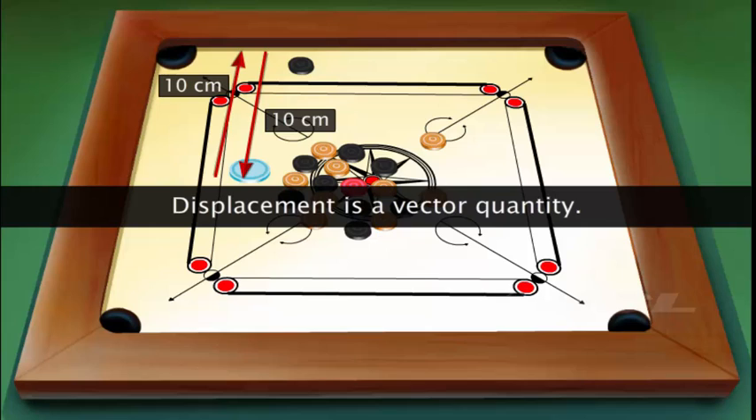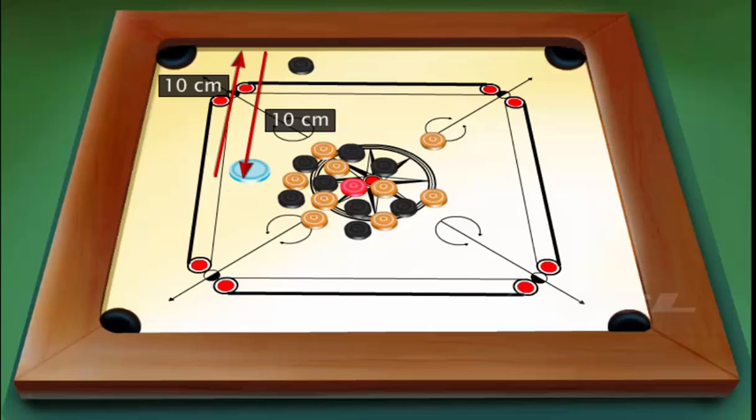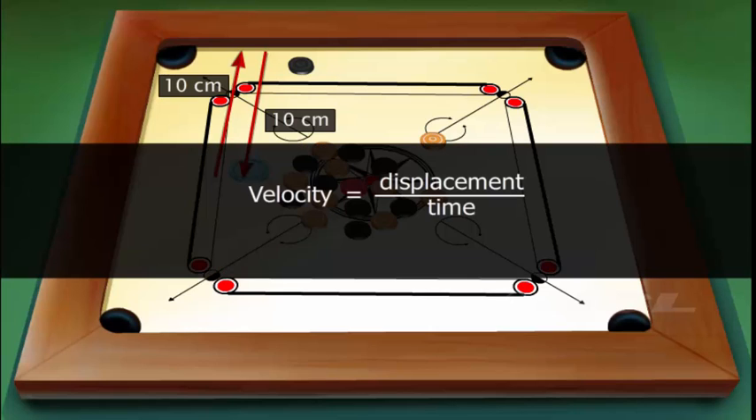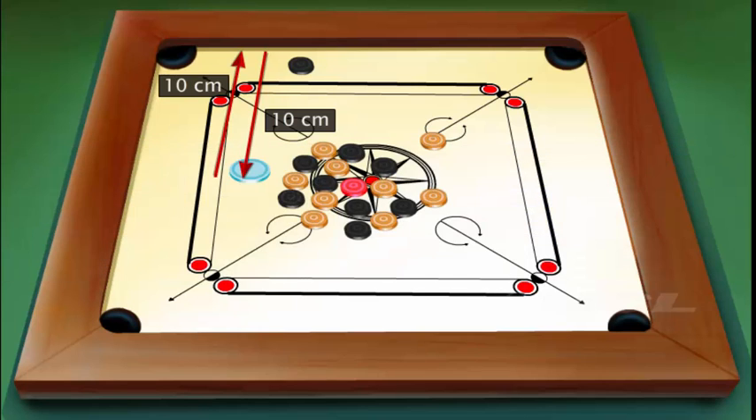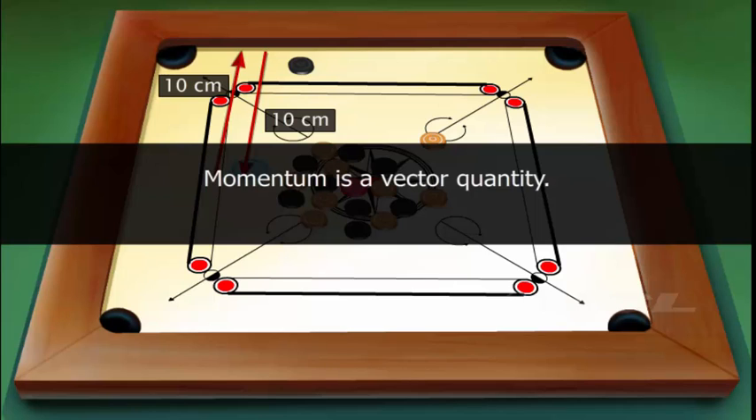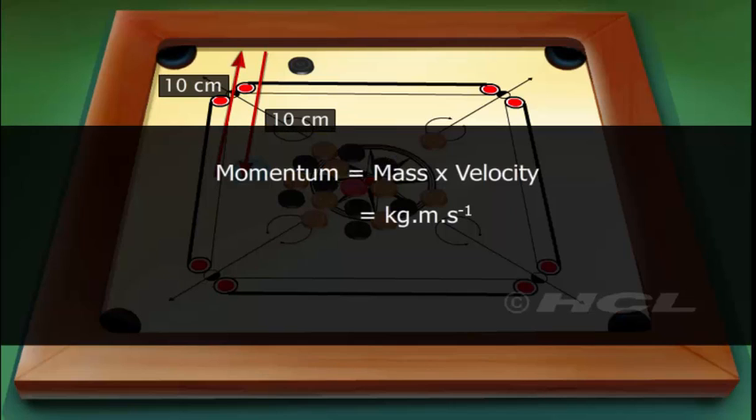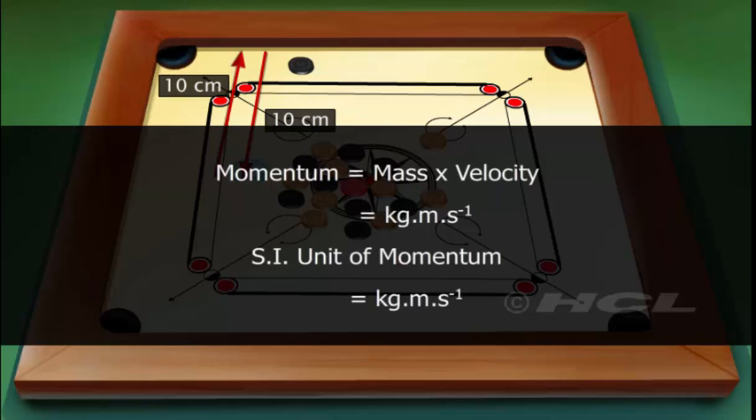Vector quantity depends on both magnitude and direction. Example, displacement. Velocity is the rate of displacement of an object. Therefore, velocity has magnitude and direction. It is a vector quantity. Similarly, momentum is also a vector quantity. It has magnitude and direction. It has the same direction as that of velocity. Its SI unit can be derived as shown here. The SI unit of momentum is kilogram meter per second.